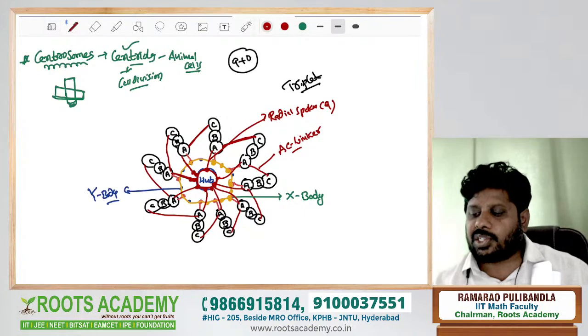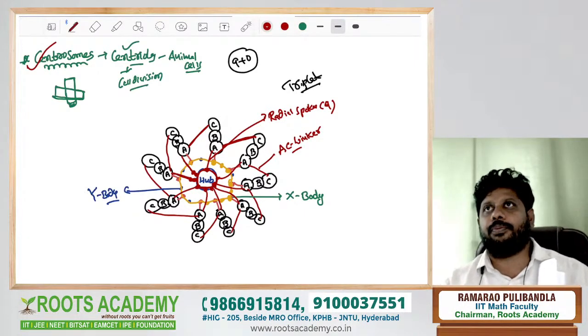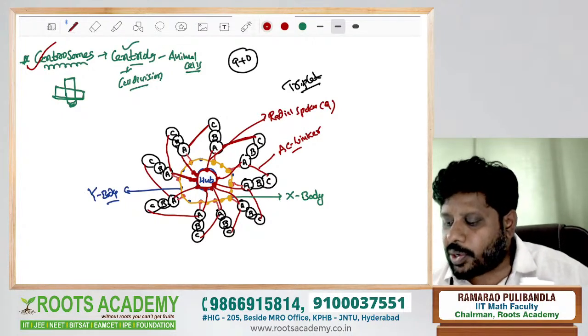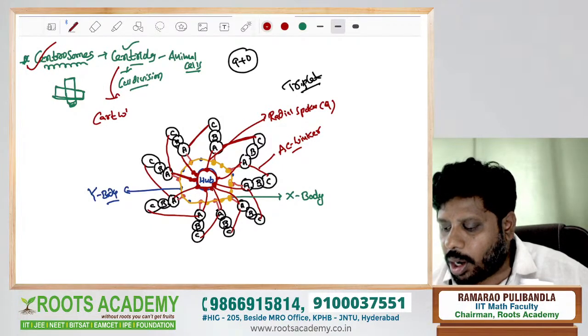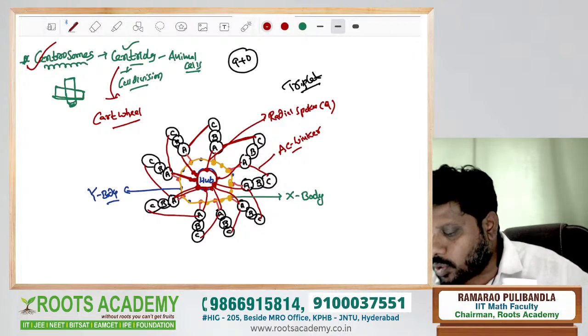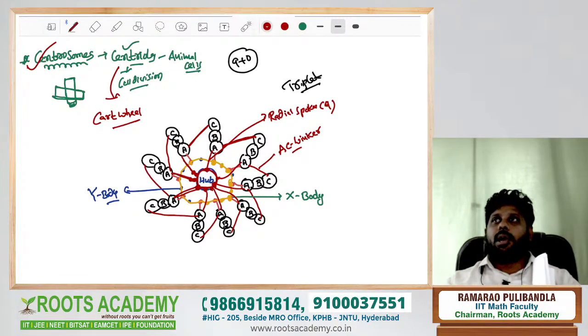So this is the structure of the centrosome. This looks like the centrosome or centriole. It looks like one cart wheel, because the spokes are attached in the middle. It looks like one cart wheel.